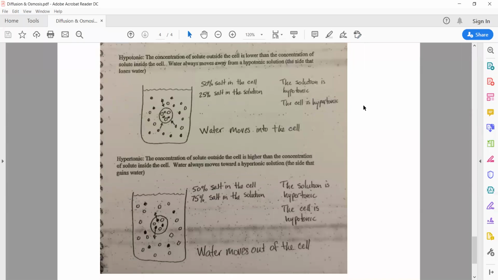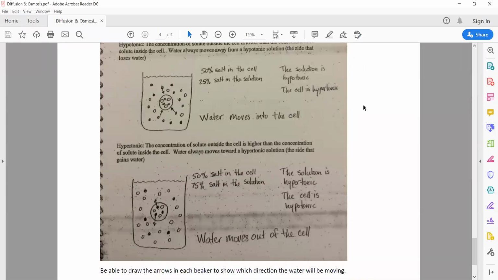Okay, now let's erase this and go down to the last example here. The last example here is of a hypertonic solution. In this one, we're told that there is a 50% salt concentration inside the cell and a 75% concentration outside the cell. So think of where the most salt is. The most salt is out here, the outside of the cell.